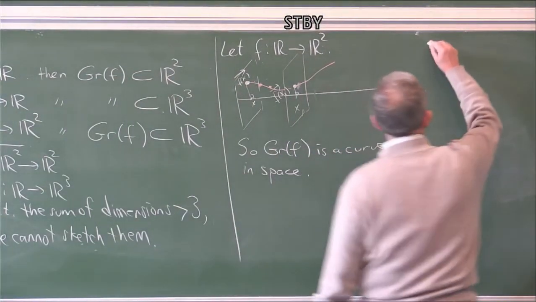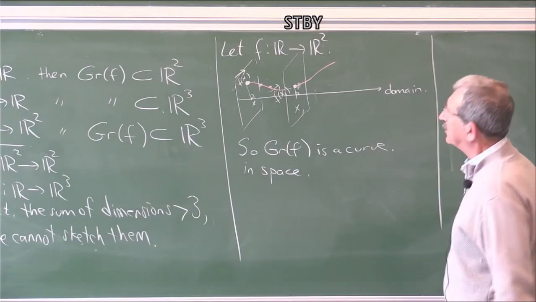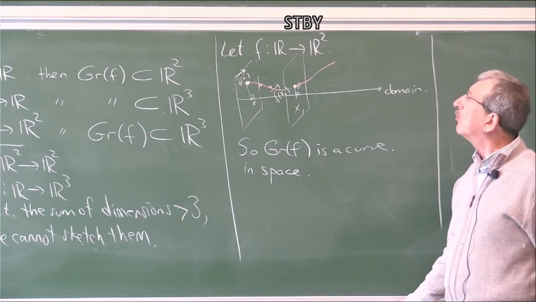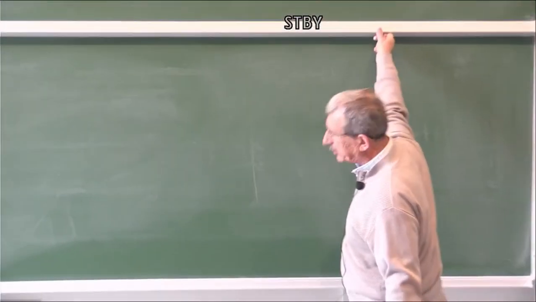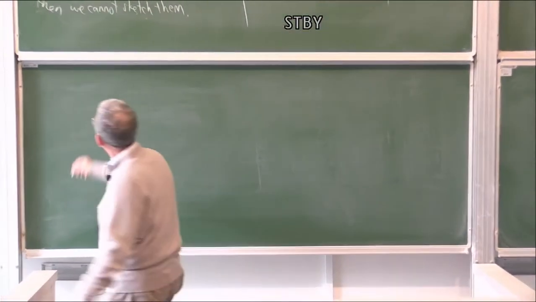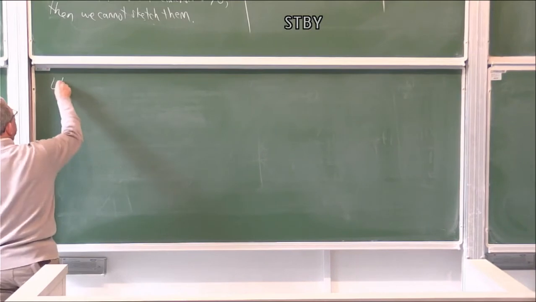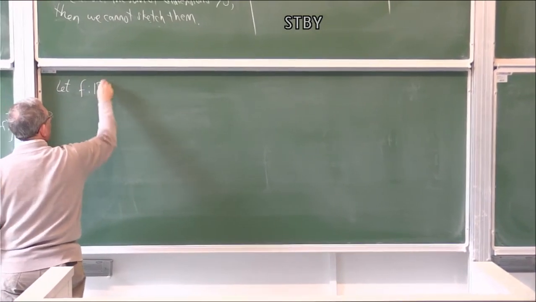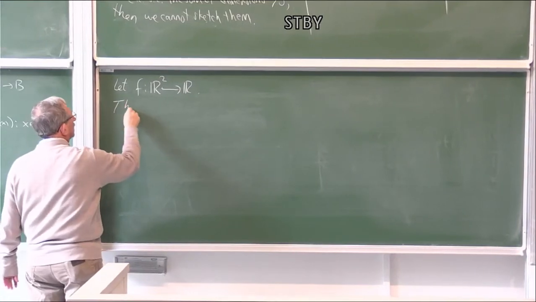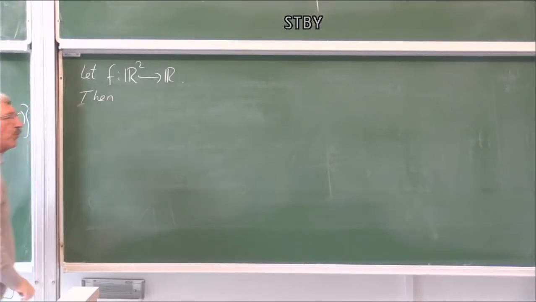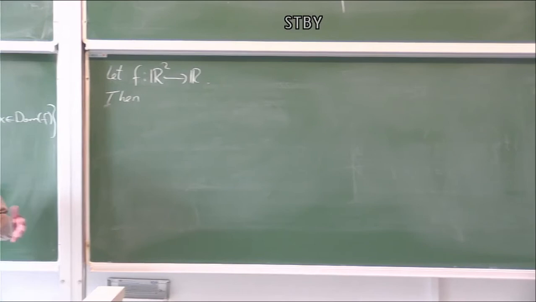We will not be dealing with these right now. A little bit later, we will consider them in more detail. So let us now consider the remaining case, which we can make a picture of. So now, let f be from R2 into R. Then, this is a case with which we are more familiar.